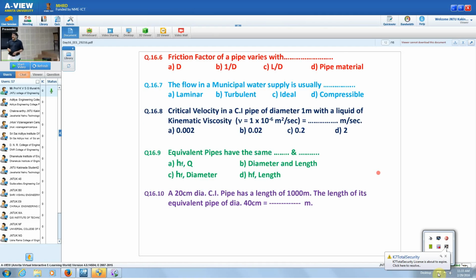Always try to note down in a telegraphic language, in a shortcut language, so that you should spend more time for answering it. Next question. This time is for answering also. Friction factor of a pipe varies with dash. The flow in a municipal water supply is usually dash. You need not write the answers at all. ABCDs are not important. You can directly write your answer. Don't write ABCDs like a child. What will you do with ABCDs? You write your answer.